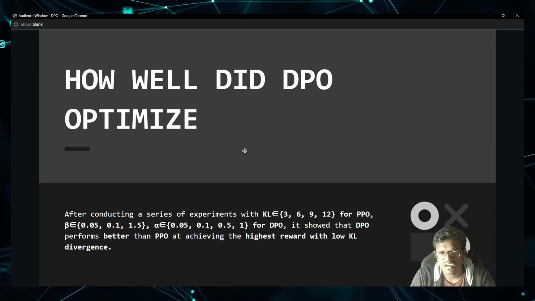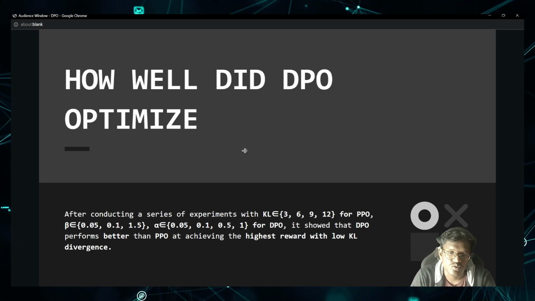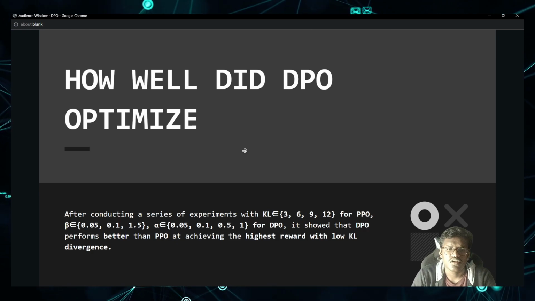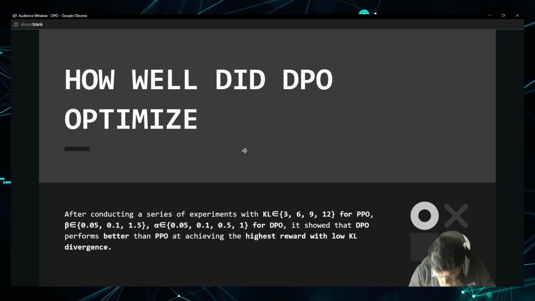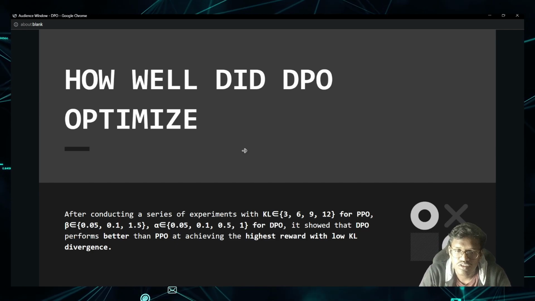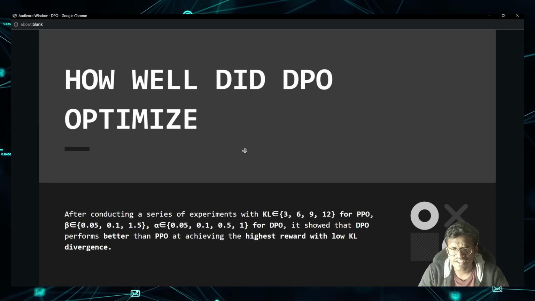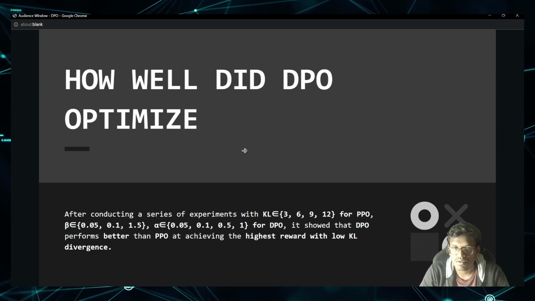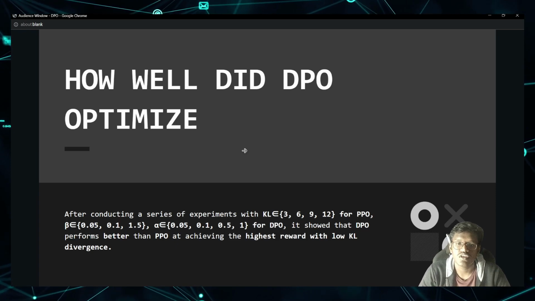After conducting a series of experiments with KL divergence values of 3, 6, 9, and 12 for proximal policy optimization, and beta values of 0.05, 0.1, and 1.5, and similarly alpha parameters for DPO, it was clearly shown that DPO performs way better than PPO. It achieved the highest reward with low KL divergence.